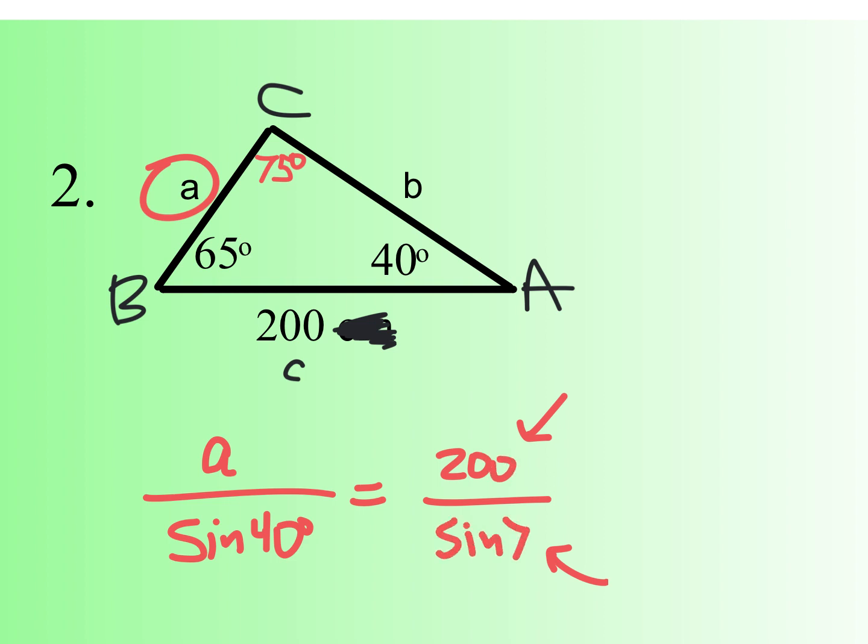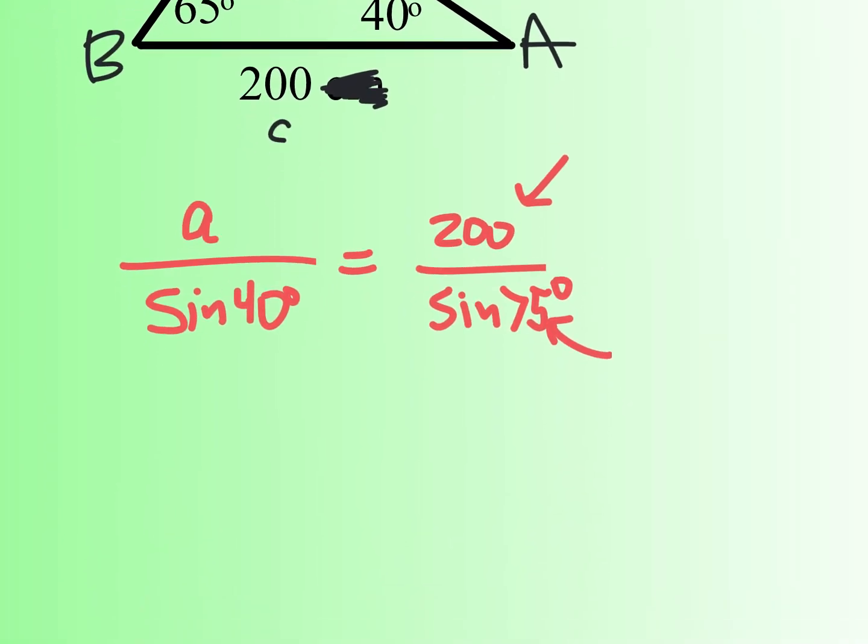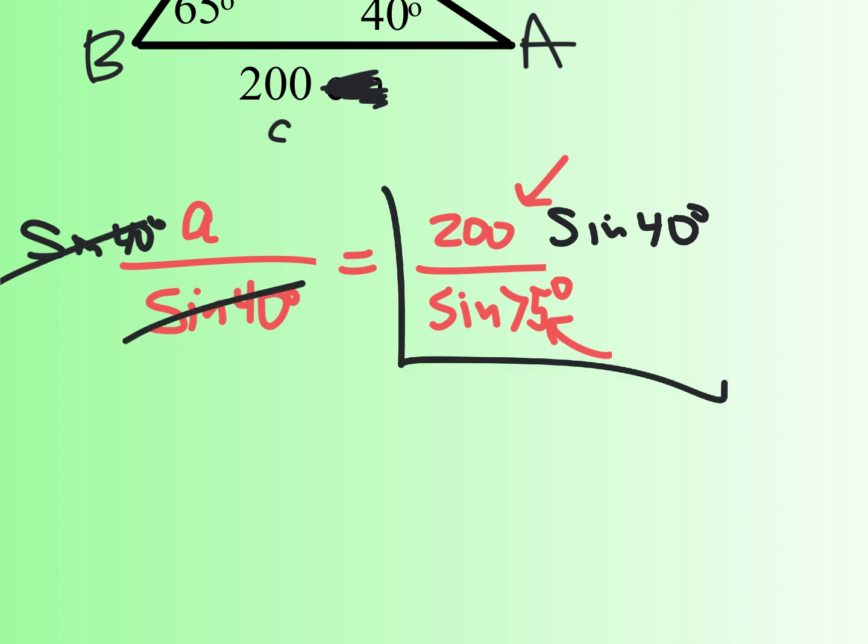Did I say it the way you said it? Yes. Okay, good. And why did we start with A? So now we can clear it with one fell swoop, one thing. Sam, how do I finish? Sine 40. Cancel, cancel. And there it is. 200 sine 40 over sine 75. That's an exact answer. Better than if you used a calculator. Okay. I feel like you're getting it. Do you feel like you're getting it?